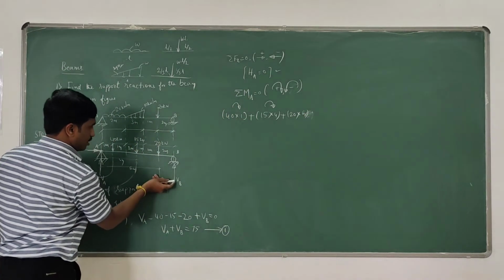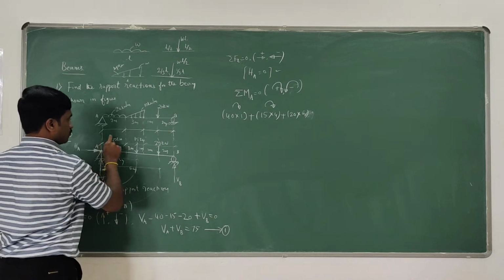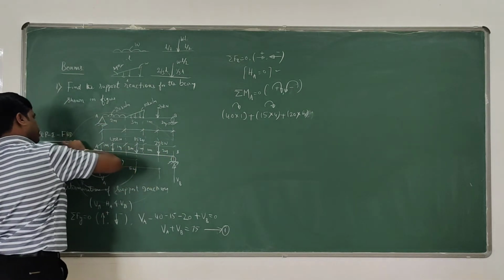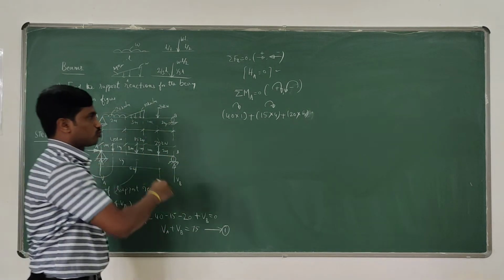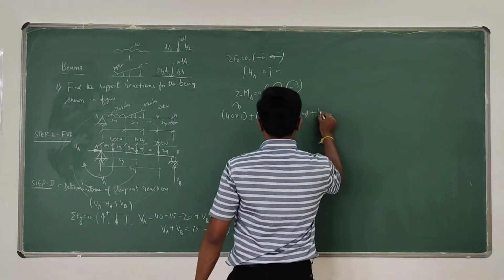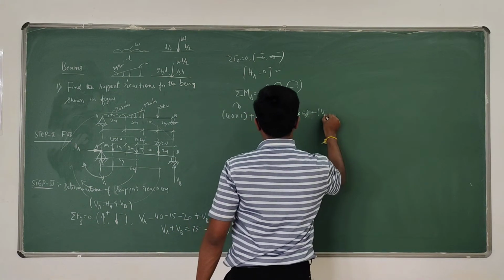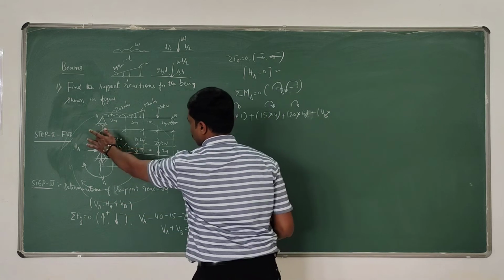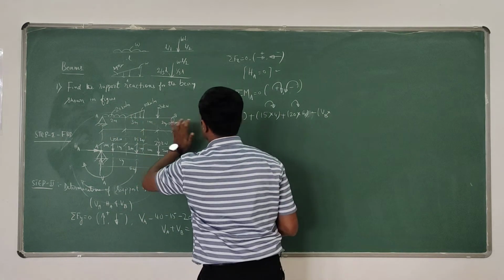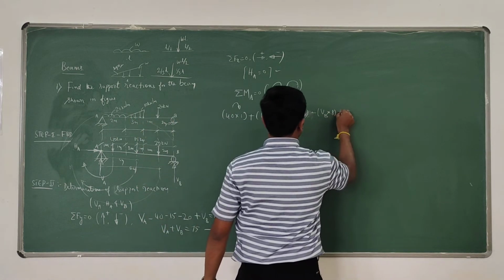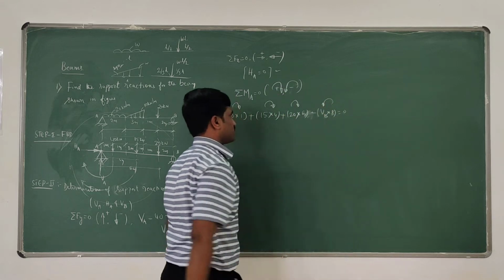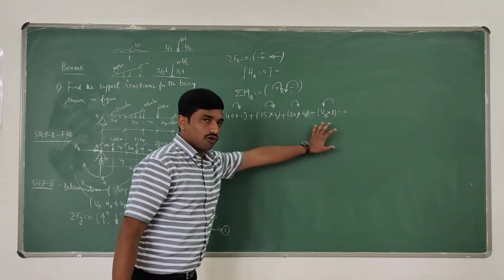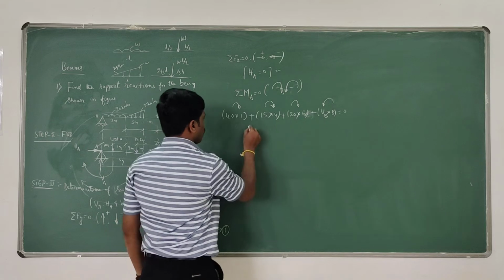Next, this VB acting in the upward direction, because of this whole length, takes a turn in the reverse direction, counterclockwise. Minus VB into the whole distance, which is 3 plus 2, 5, 5 plus 3, 8. So 8 VB equals 0. This is anti-clockwise, that's why negative. 3 clockwise, 1 anti-clockwise.